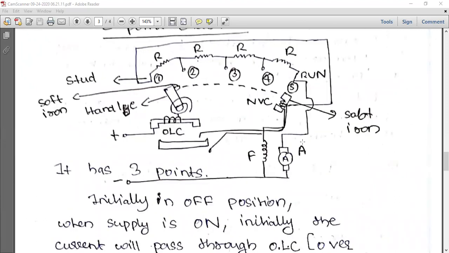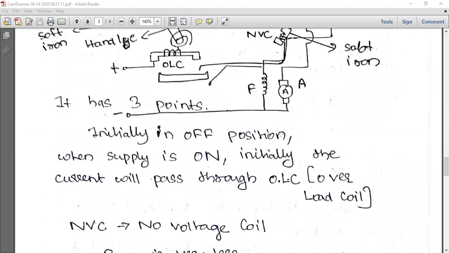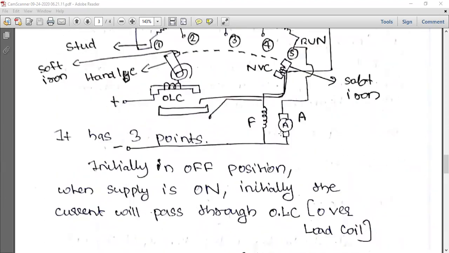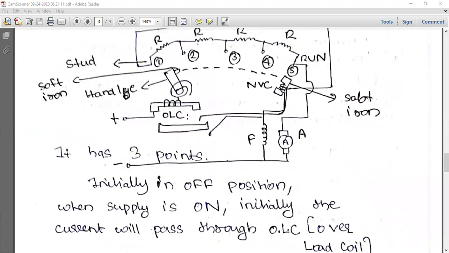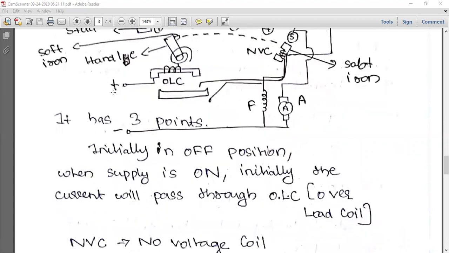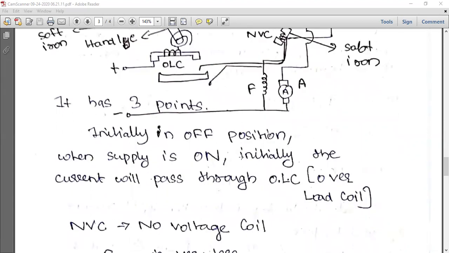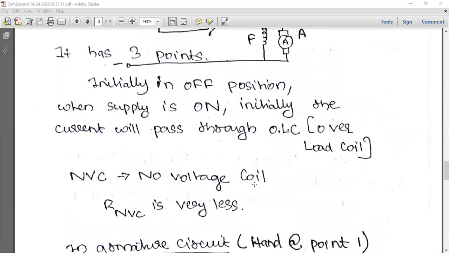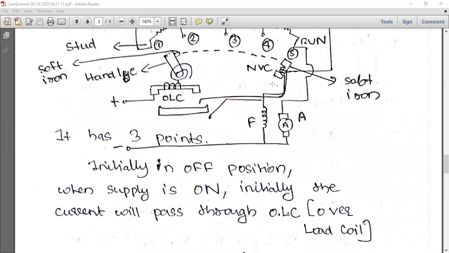Initially the system is in the off position. When the supply is on, initially the current will pass through the overload coil. It is called OLC as well as OLR; sometimes we call it overload coil, or sometimes overload relay. The current will pass through the OLC, and NVC is the no voltage coil, and the resistance value of NVC is very small.